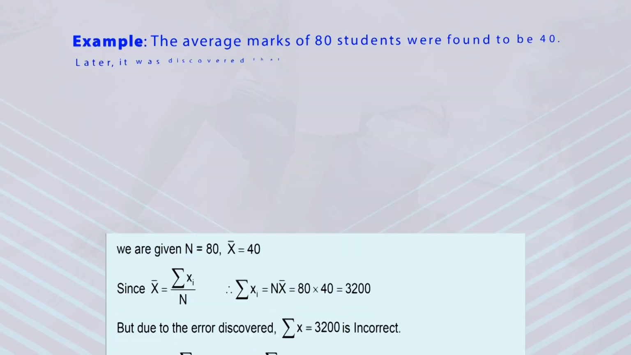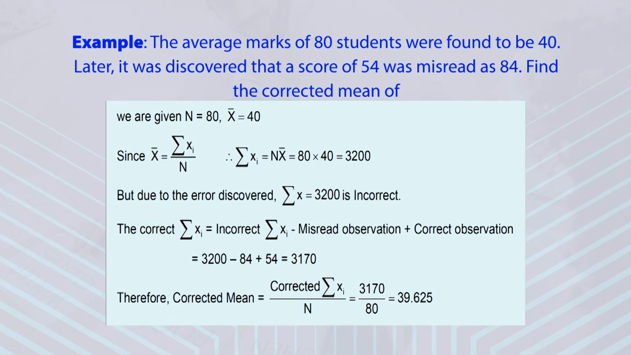Now, after that we take some examples, that is corrections of the arithmetic mean. The example is given over here: the average marks of 80 students is 40, and one of the scores, 54, was misread as 84 and the mean had been calculated. Now, we have to find out the corrected mean.